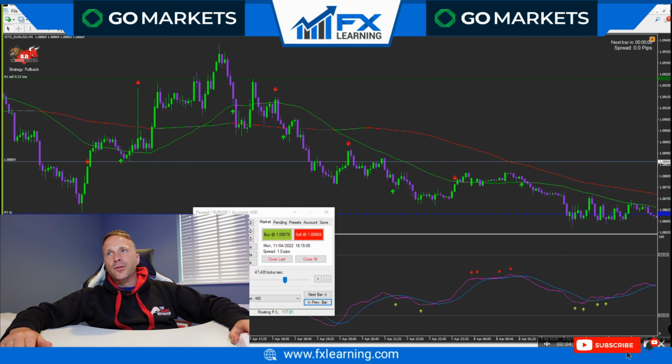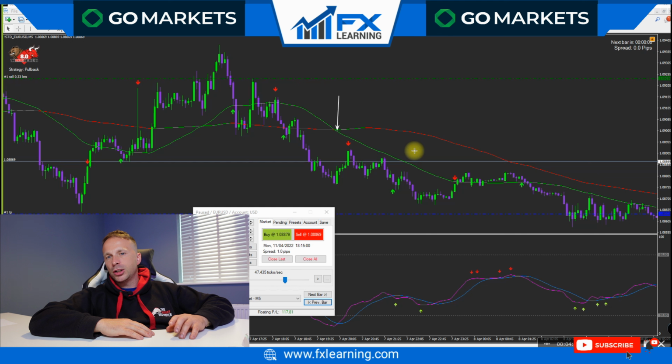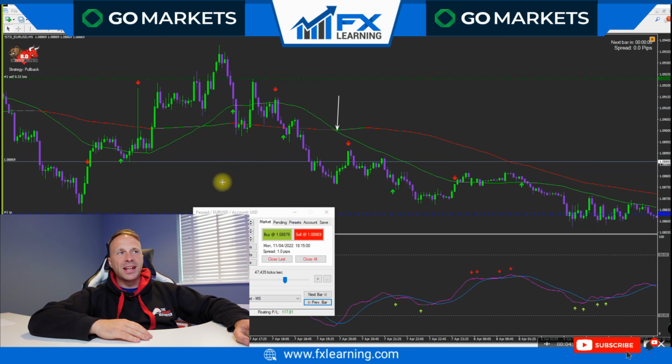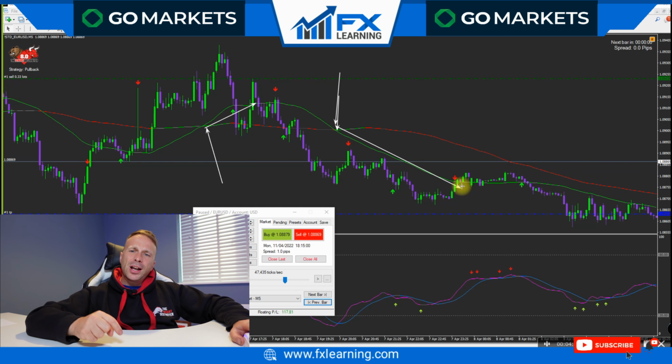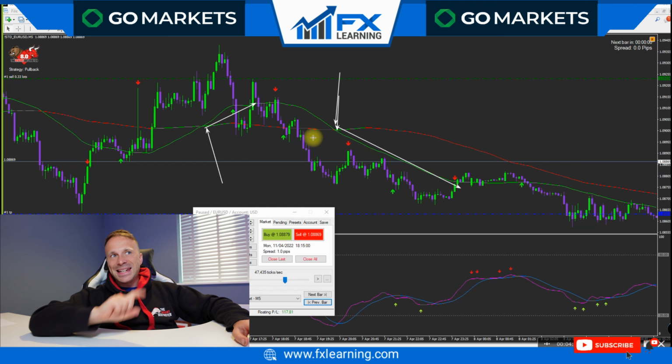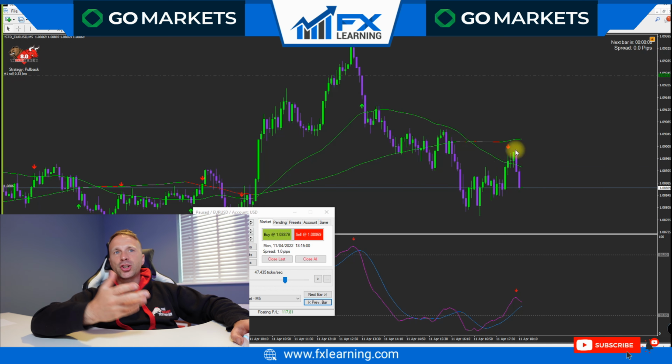What I'm looking for is the two moving averages or two BD lines to cross over each other, because it tells me when a possible trend change is about to happen. As you can see here, it changed and went into an uptrend, and it's changed here and it's gone into a downtrend. So the first thing I'm looking for is a trend change on the BD lines. Now if we go back to this particular setup, we've actually got that.